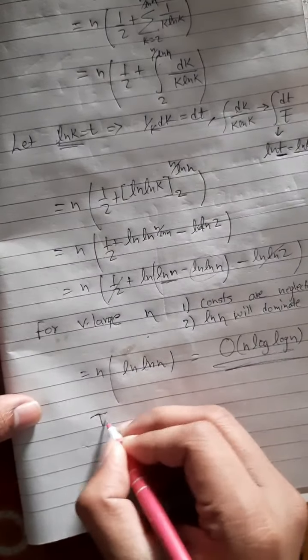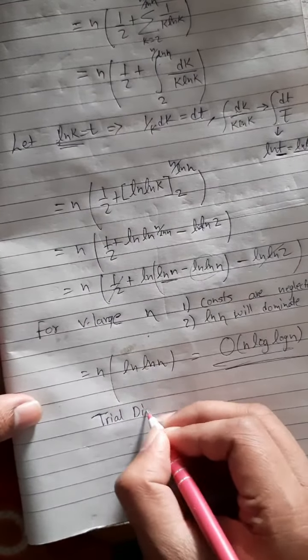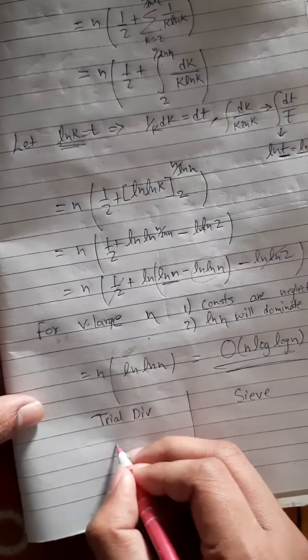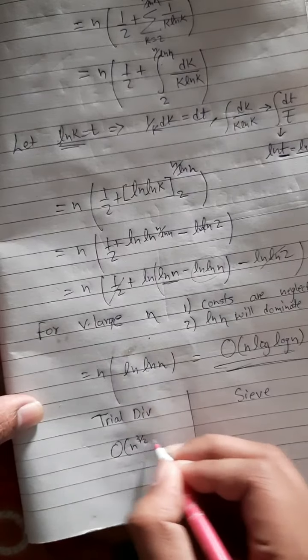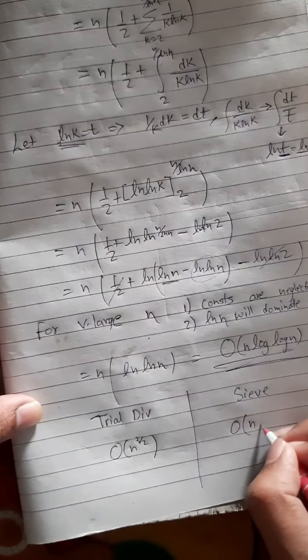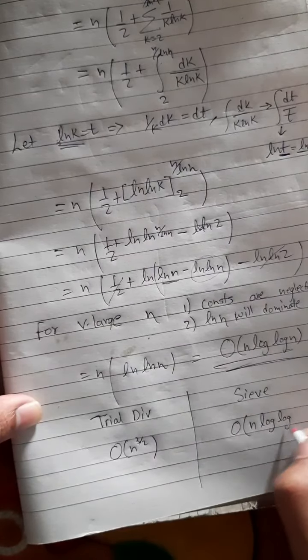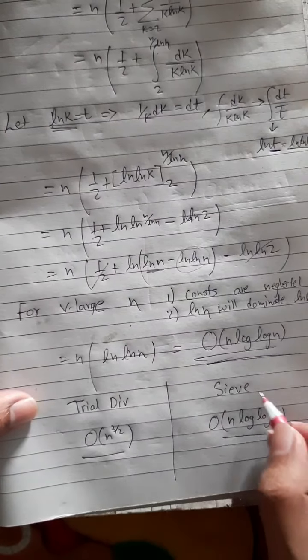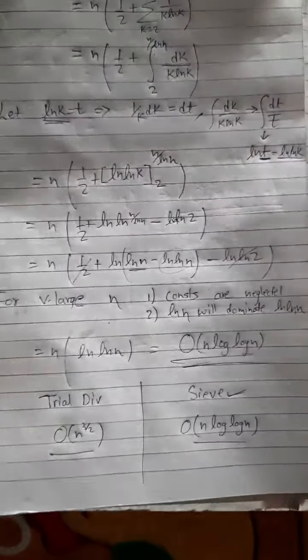So for trial division, the time complexity was big O of n raised to power 3 by 2, and sieve has time complexity of n log log n. So there is a huge difference between them. So that is why Sieve of Eratosthenes is a very important algorithm for printing the prime numbers till n.